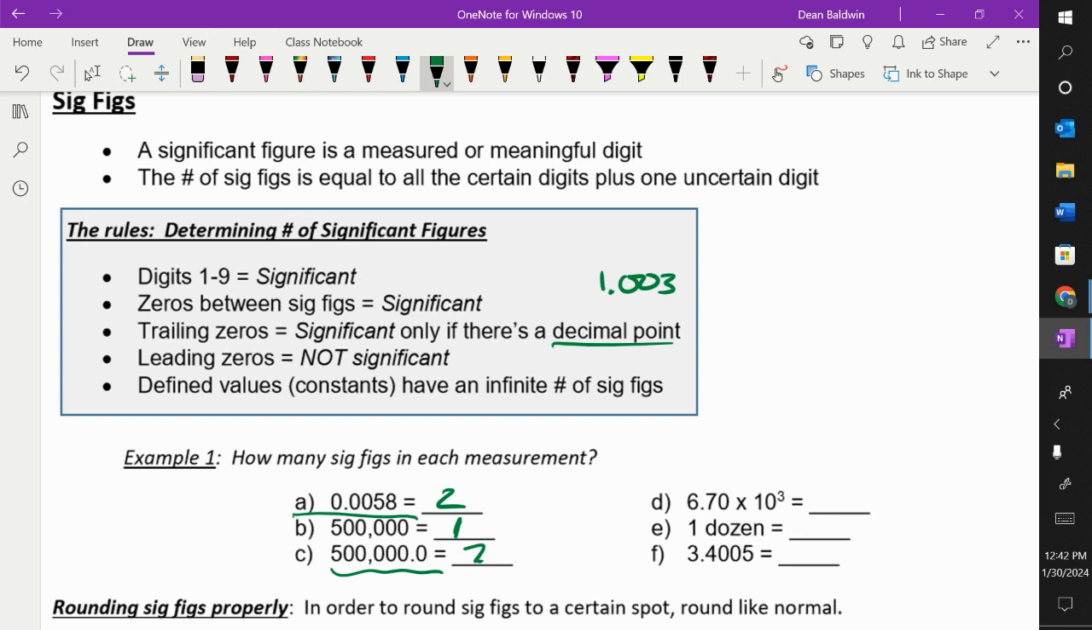Scientific notation is pretty straightforward. What's 6.70 times 10 to the 3? How many sig figs? 3. Those are the 3 sig figs.